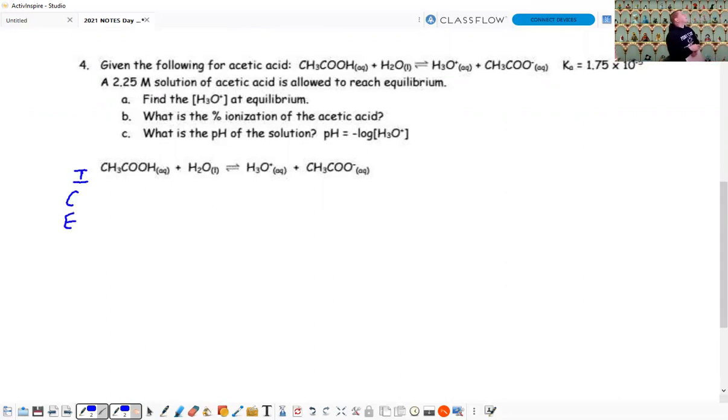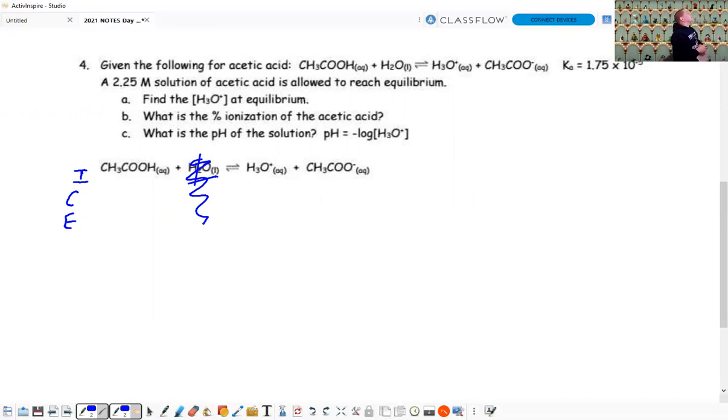Given the following reaction for acetic acid, so CH3COOH, there's that carboxyl group, the organic way to write acetic acid. Watch this one right here, pure liquid. Remember about pure liquids and pure solids. We don't include those. So this right here is not included in our ICE chart, pure liquids and pure solids. And they're not even included in our K value either, remember, Kc.